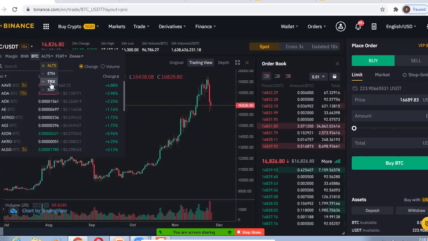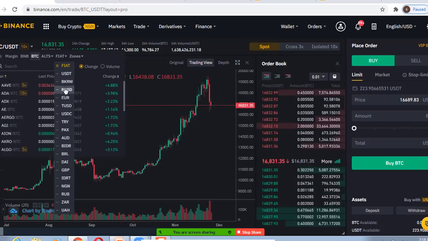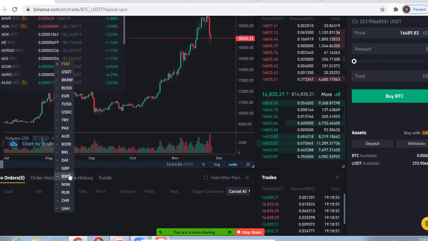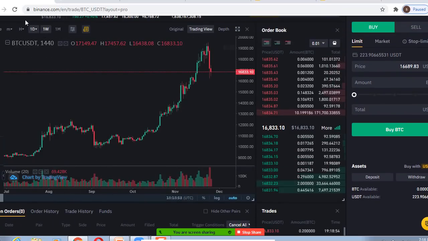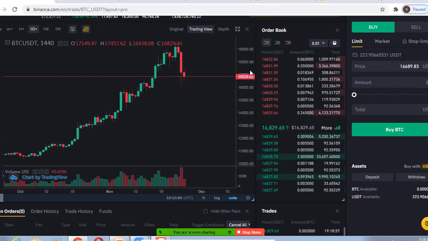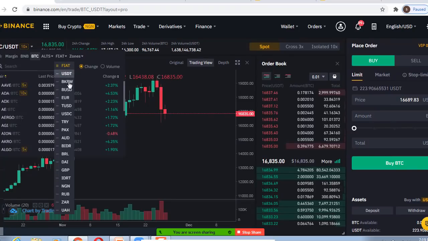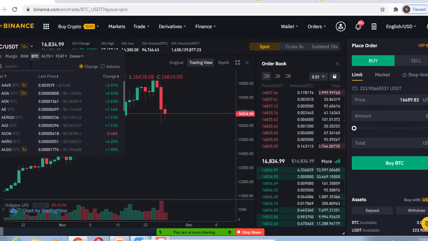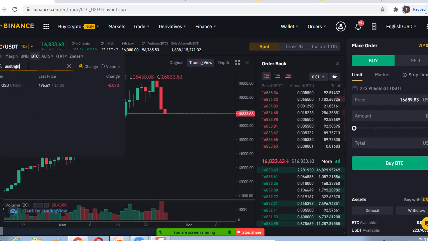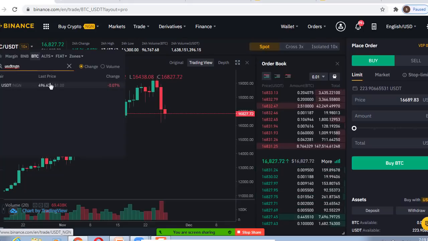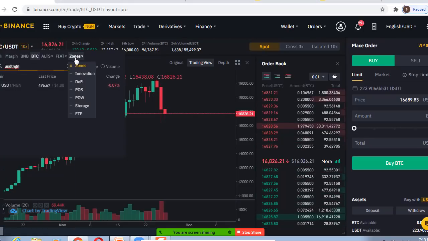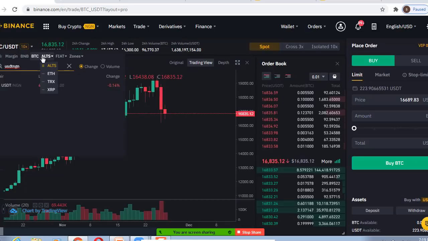So you can choose any pair here. And we also have fiat market. So this is USDT. We have Nigerian Naira somewhere here. Let me search for it. As a pair, USDT NGN. So you see Nigerian Naira here as a pair as well. Now we have what we call the zone, where you have the innovative zone, DeFi, POS, and all that. So this is what we call market pair.